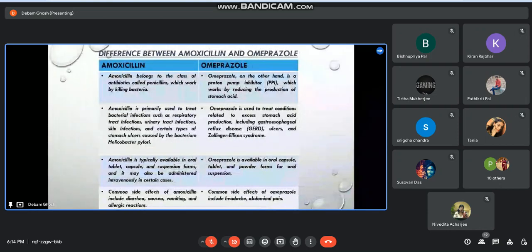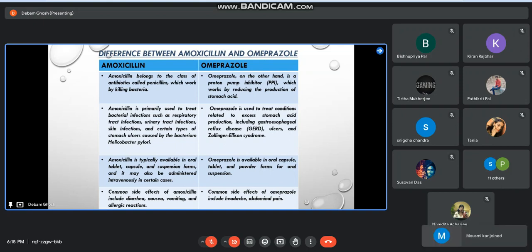So till now we have read about amoxicillin and omeprazole. Now let's see the difference between them. Amoxicillin belongs to the class of antibiotics called penicillins, which work by killing bacteria. Omeprazole, on the other hand, is a proton pump inhibitor, which works by reducing the production of stomach acid. Amoxicillin is primarily used to treat bacterial infections such as respiratory tract infections, urinary tract infections, skin infections, and certain types of stomach ulcer caused by the bacterium Helicobacter pylori.